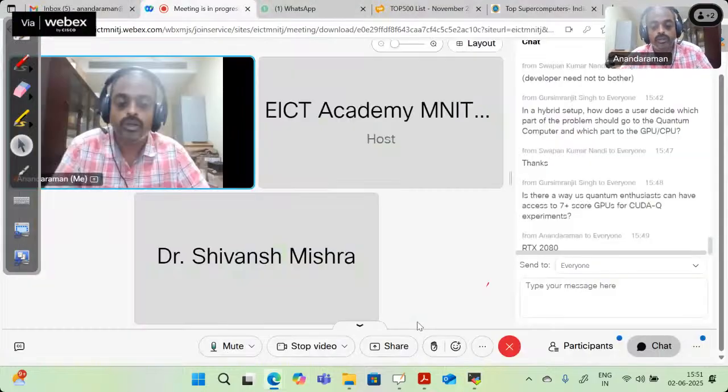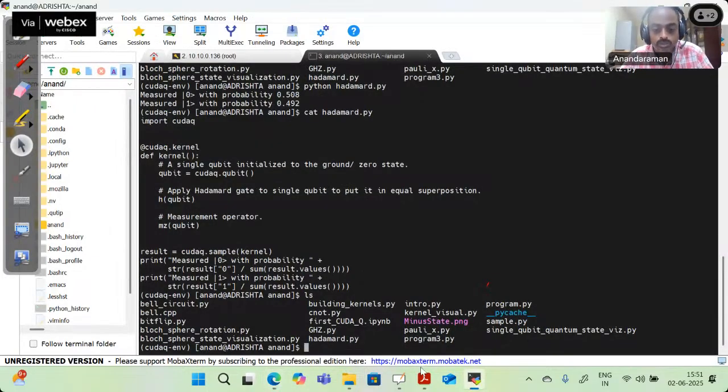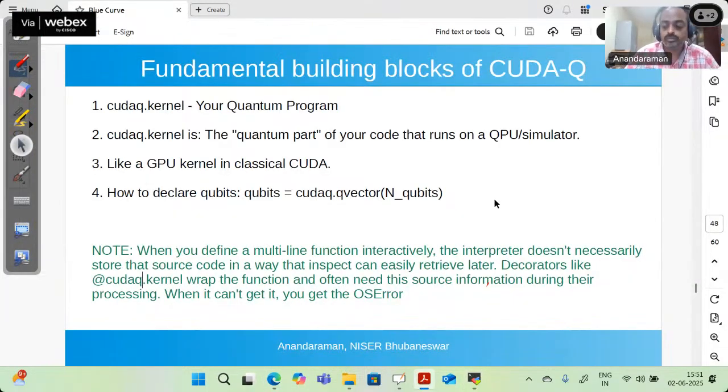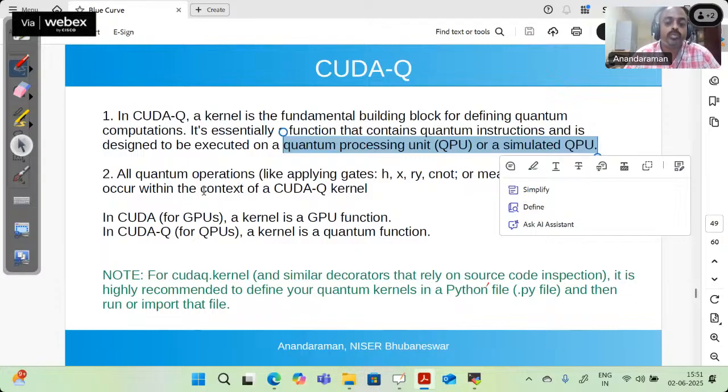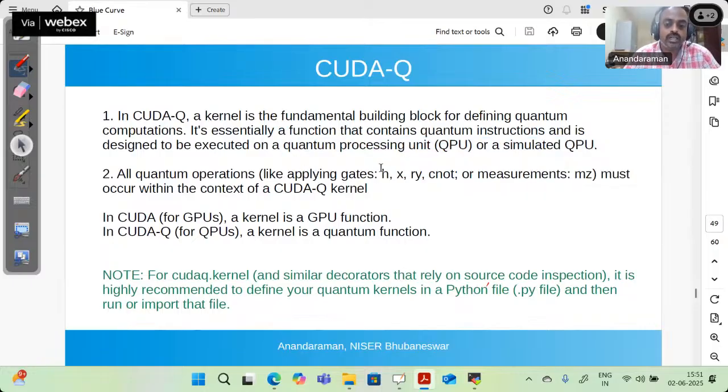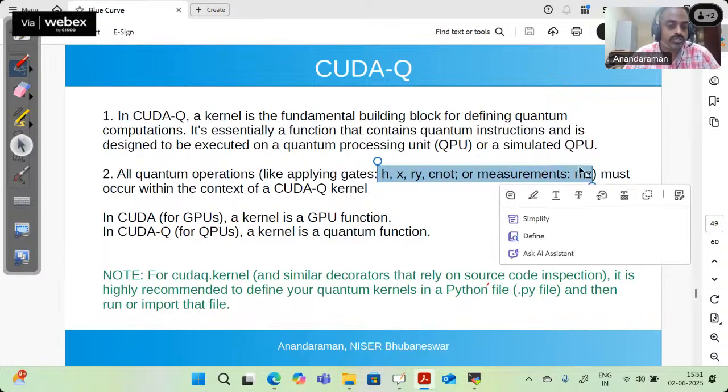Okay, we'll just show one last program. A CUDA-Q kernel is the fundamental building block of defining quantum computation. It is essential to function that quantum instruction, and is designed to be executed on a quantum processing unit. So after the CUDA kernel, it can run on a QPU, or it can run on a simulated QPU. A simulated QPU is our GPU with compute capability more than 7. So H, X, R, Y, these are all the gates and measurements we can use.